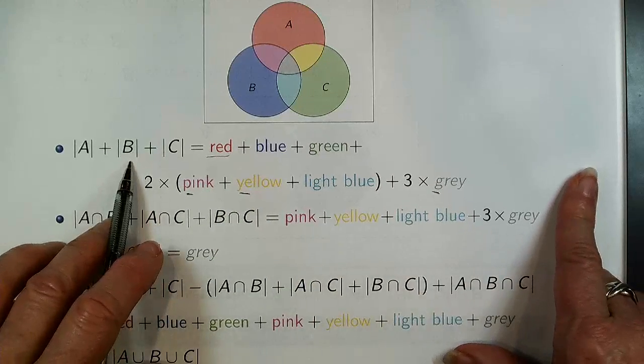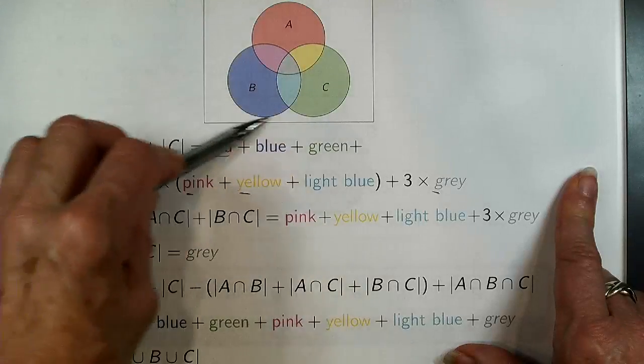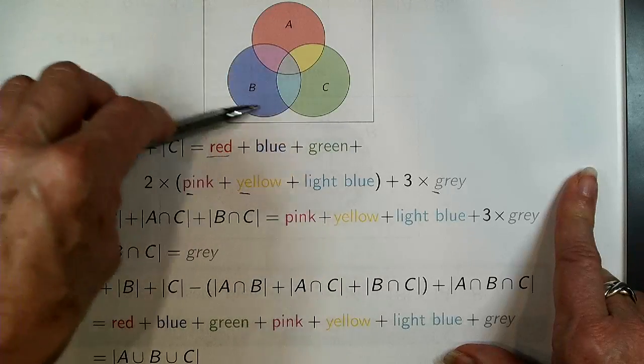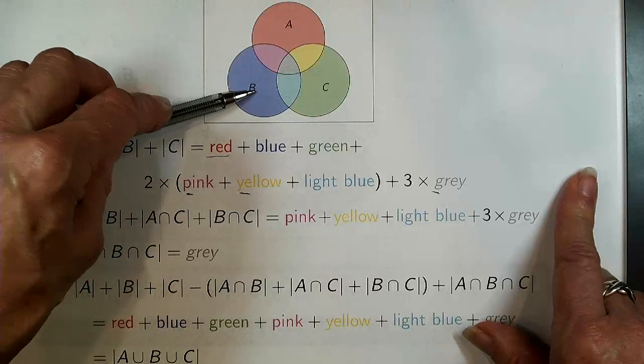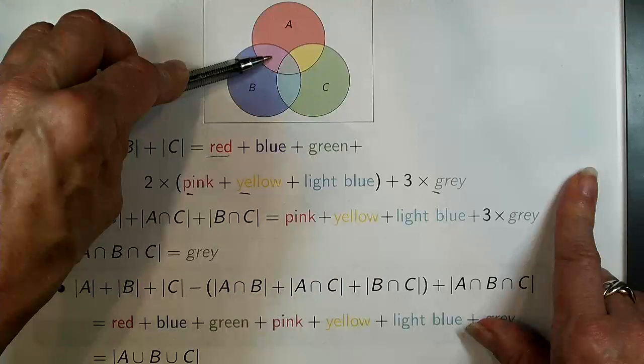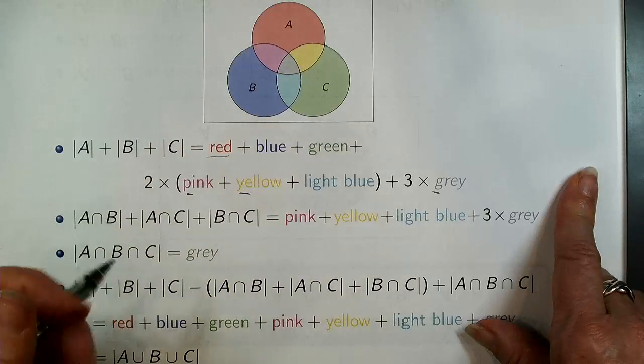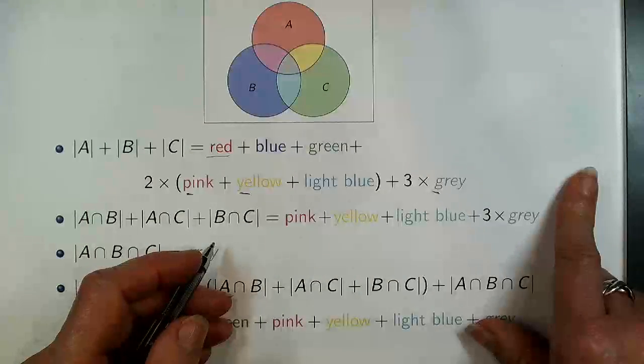But then if we're going to add the number of things in B, sorry, the whole set B, we've got the number of things in blue, the number of things in the pink region, plus the number of things in the grey region, plus the number of things in the light blue region.